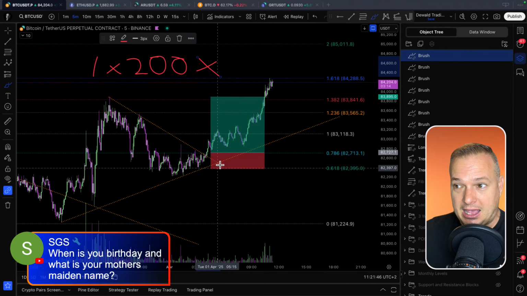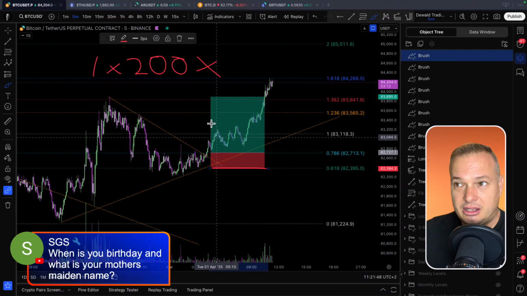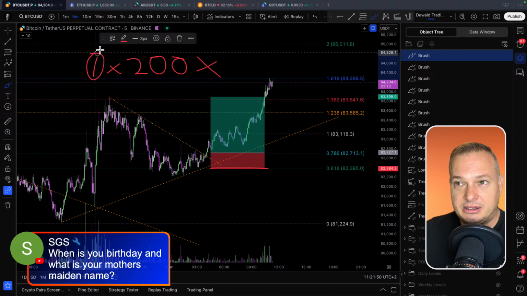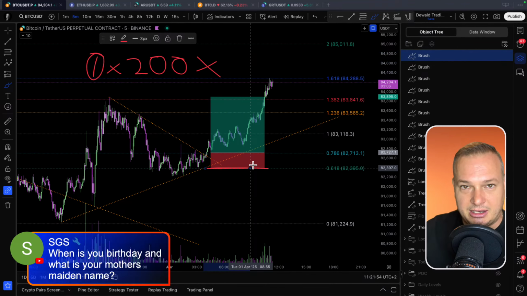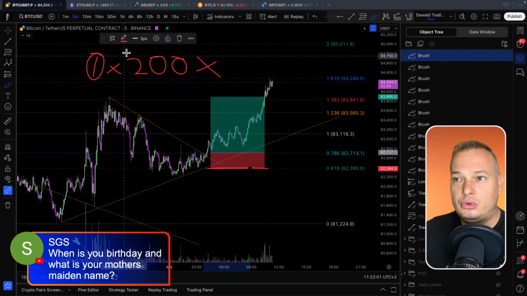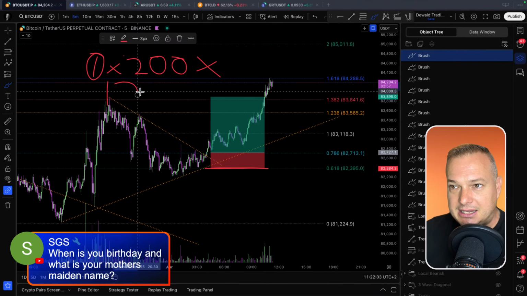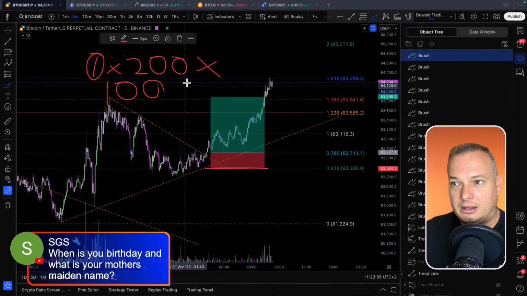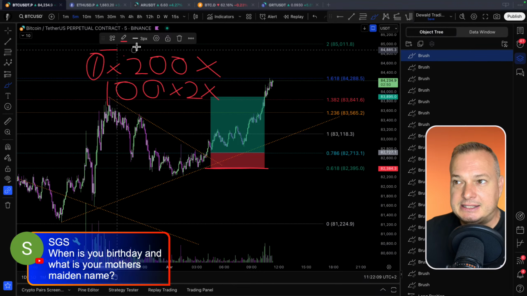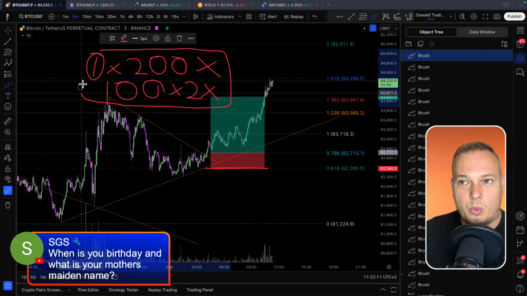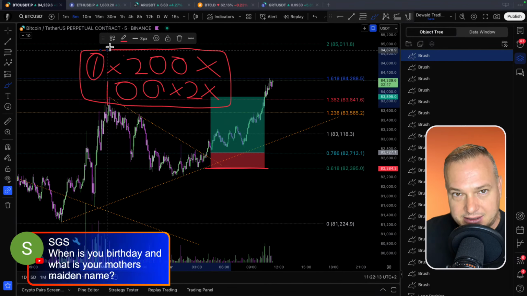And if you get stopped out, you will still only lose 1% of your capital, but most importantly, you will get stopped out before you get liquidated. That's what's most important. Another way to look at this trade is that you could have played with 100% of your capital at 2x leverage. It's exactly the same. That is why leverage does not matter.